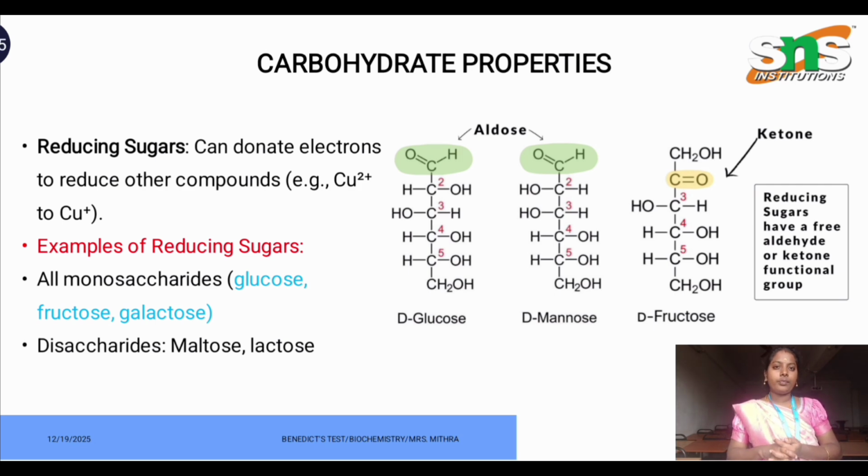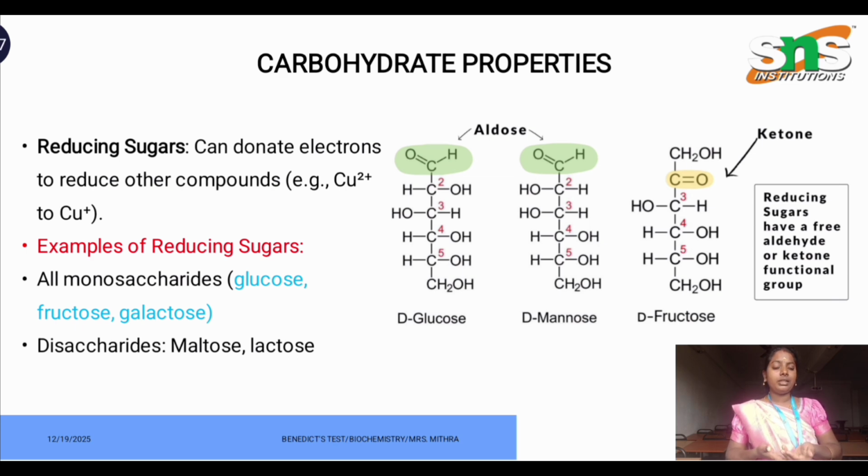Coming to the carbohydrate properties, this Benedict's test mostly comes under the reducing sugar property. In carbohydrates there are mainly two properties. First one is physical property and second one is chemical property. In physical properties, the structural variations and similarities are discussed, and in chemical properties this Benedict's test is involved in the reducing property of sugar. A reducing sugar can donate electrons to reduce other compounds.